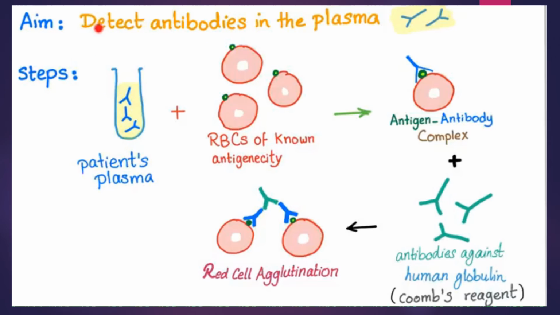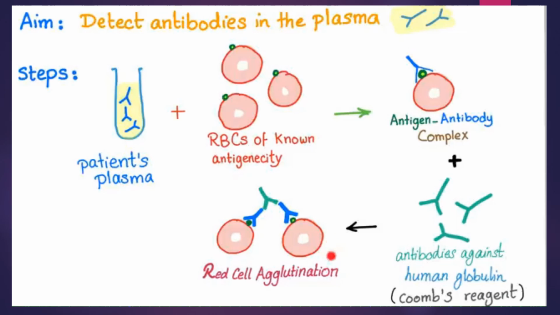So our goal is to detect antibodies in the plasma, and the steps here are more than the steps of the direct Coombs test. We start with the patient's plasma because we are looking for antibodies in the plasma. Then we add prepared RBCs of known antigenicity, red blood cells of antigens that we know, unlike these antibodies which we do not know. So when they go together, they will form antigen-antibody complex on the surface of the red blood cell. Then we add the Coombs reagents, which are antibodies to human globulin.